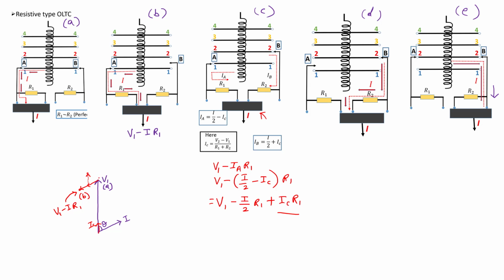So now your V2 will be somewhere here. So this is V2. Now you are here. What is the magnitude of this? This phasor, if I draw, is exactly I by 2 into R1.